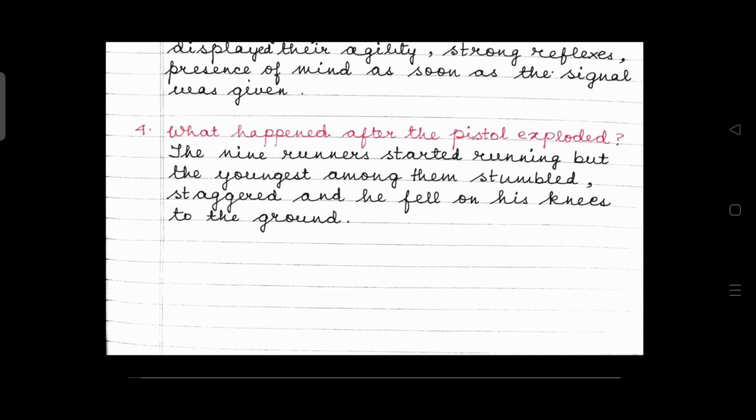Remember the determination, the concentration, the eagerness for the pistol to explode. What happened after the pistol exploded? The 9 runners started running, but the youngest among them stumbled, staggered, and he fell on his knees to the ground. So it's a 3 marks question. You may ask me, ma'am, why is this answer so brief? Yes, this is a brief answer, despite the question being a 3 marks question. But just observe, the 9 runners started running. Yes, 1 mark for this. But the youngest among them stumbled, staggered, and he fell on his knees to the ground. Very specific, very precise. You will get 3 out of 3.